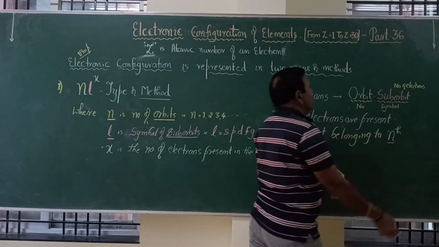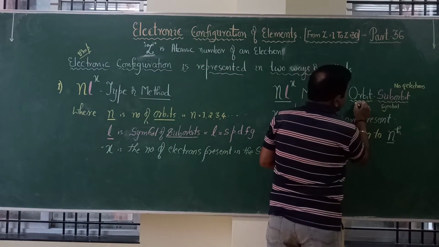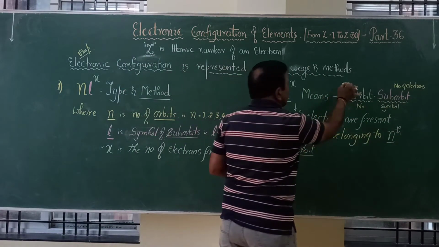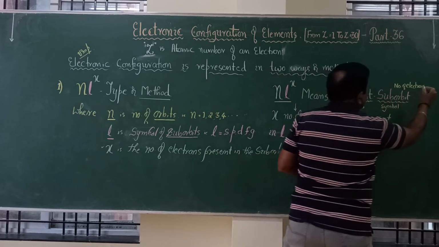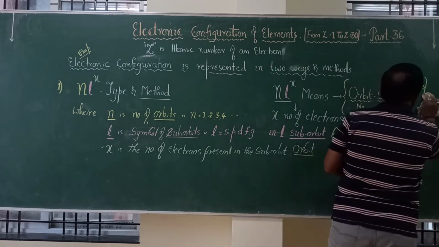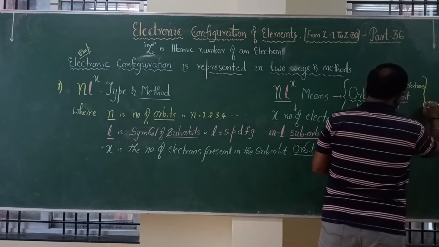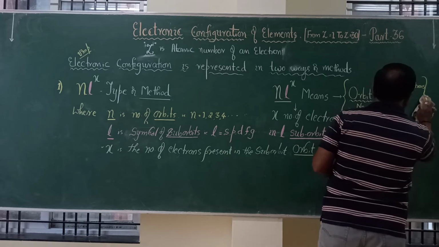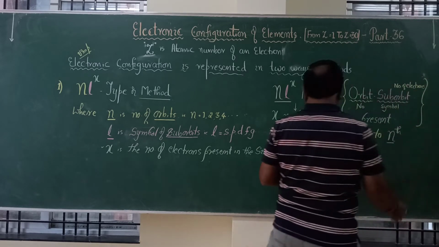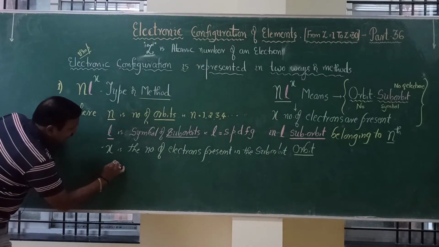And these will be number of electrons. Okay? So this will be number 1, 2, 3, 4, and this will be symbol SPDF. So this is what you mean by orbit along with the suborbit, and this is what you mean by electronic configuration. That is one method. Okay?